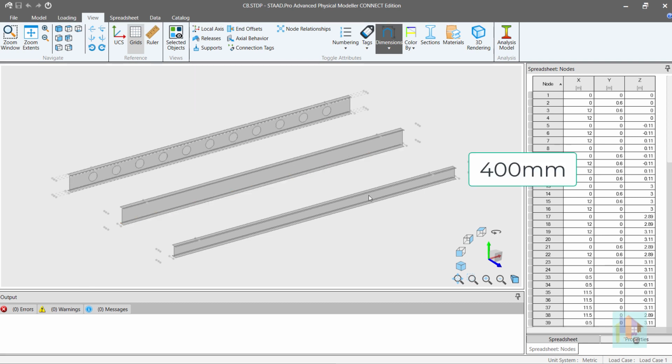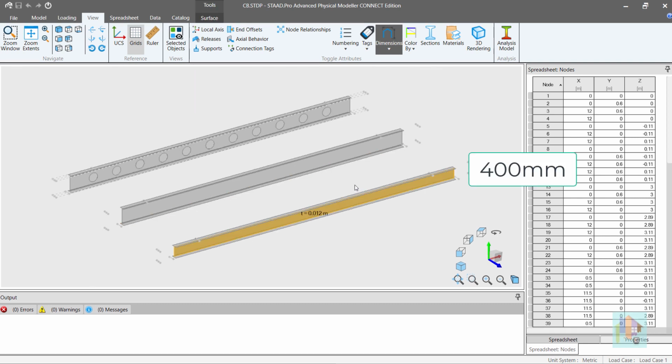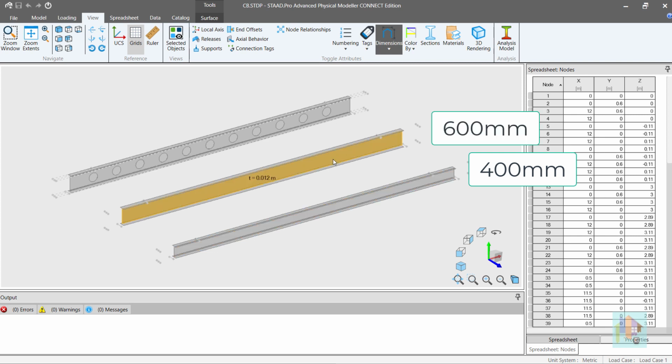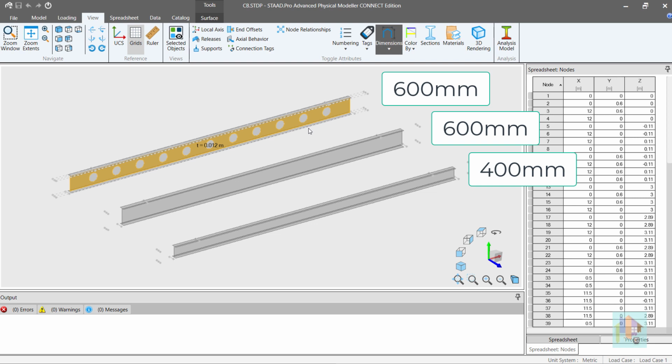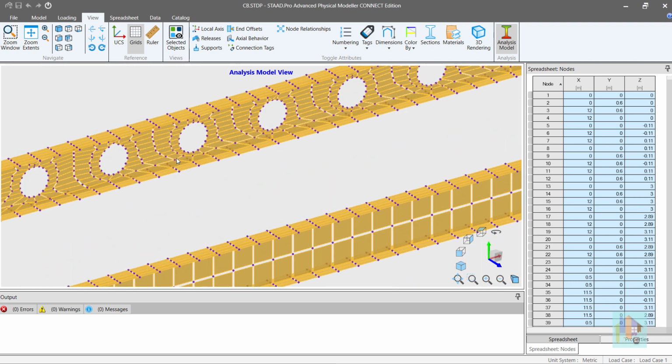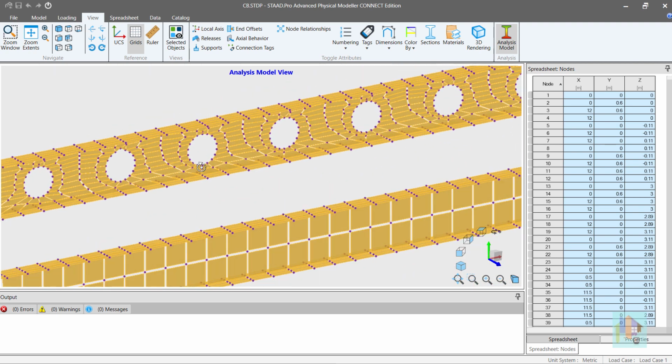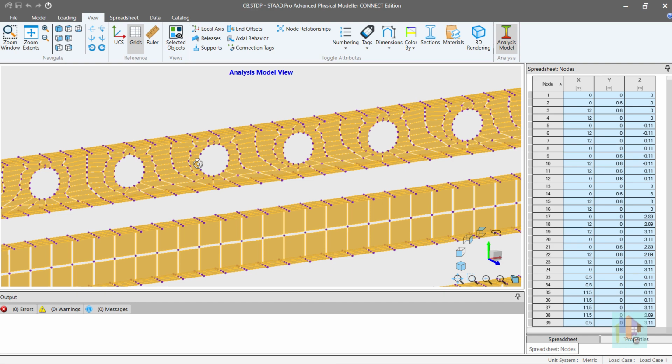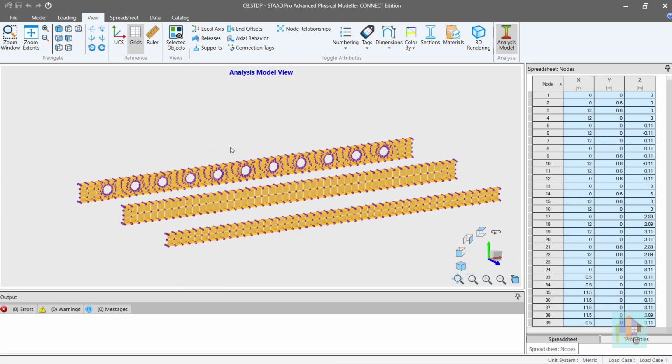This section has a depth of 400 mm. Depth of the second section is 600 mm, and depth of the final section, which is a cellular beam, is also 600 mm. You can easily notice that the mesh around the holes is properly generated, as I am using the physical object approach. Assume that this cellular beam is generated from the first I section.